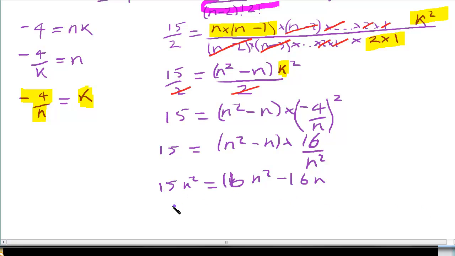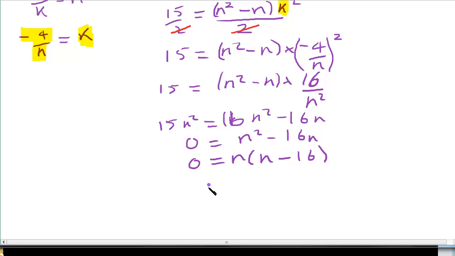Then we subtract the 15n squared from both sides, so we get 0 on this side and we're left with n squared minus 16n. Factorize that: take out a common factor of n. n times n gives me n squared, and n into 16n gives me minus 16. So we can see that n equals 0 or 16 from this expression. But if you put n equals 0 in this, then we don't get a solution for k. So n can't be equal to 0.